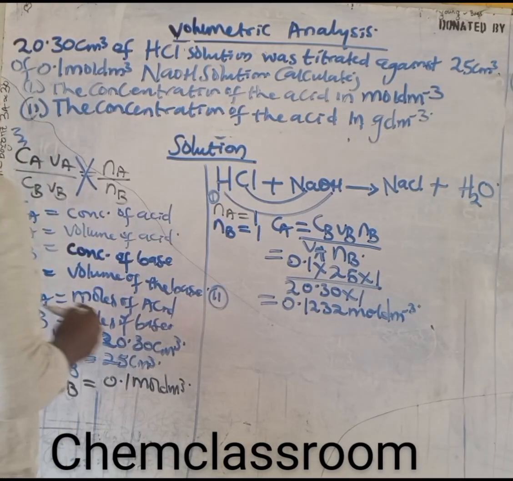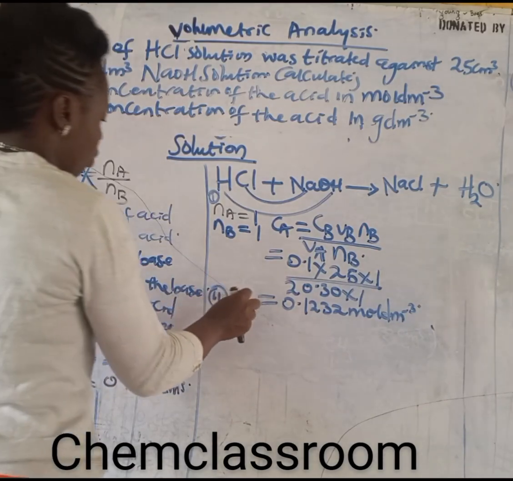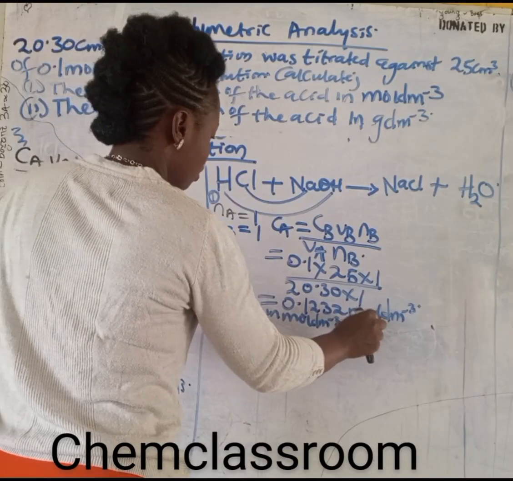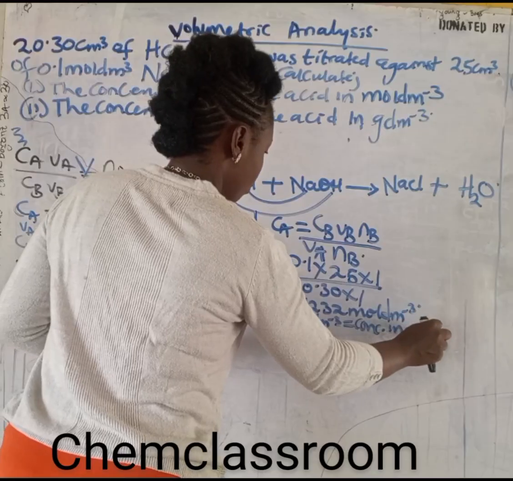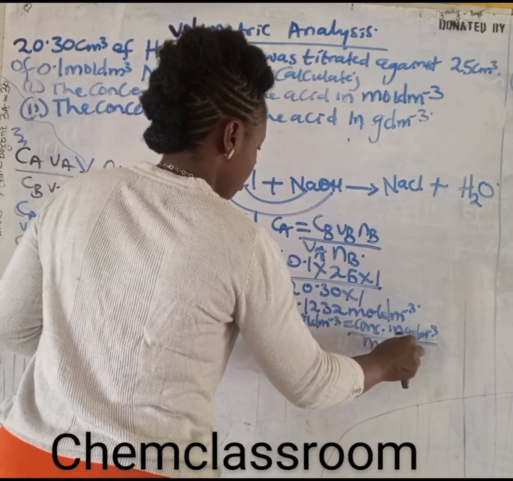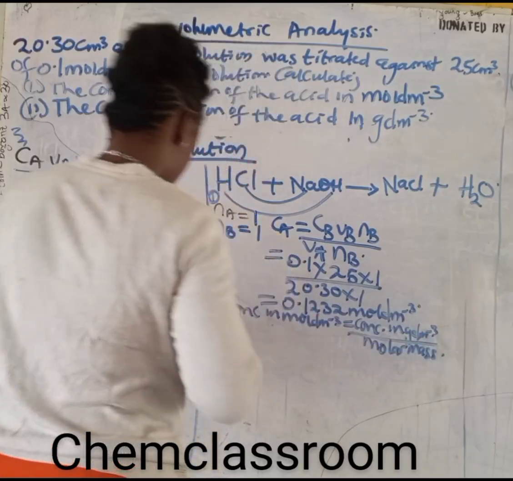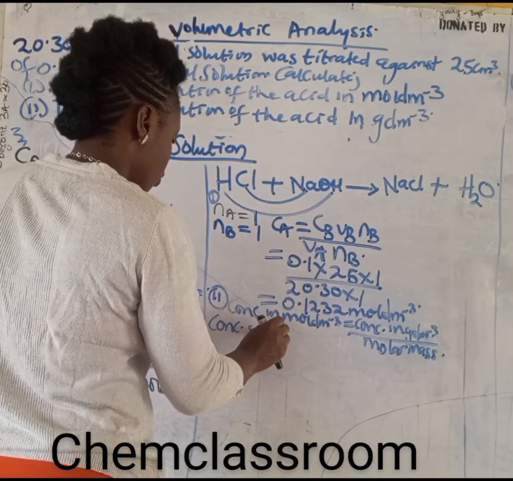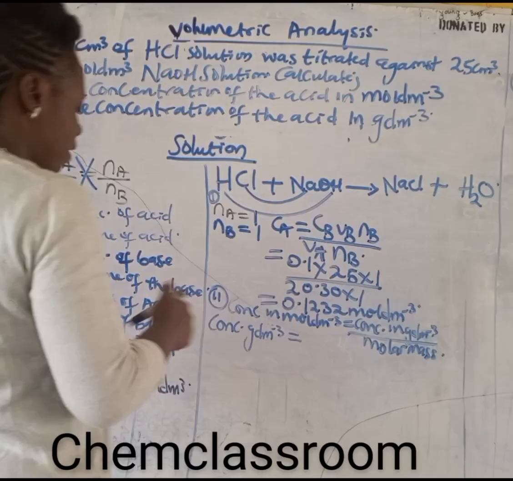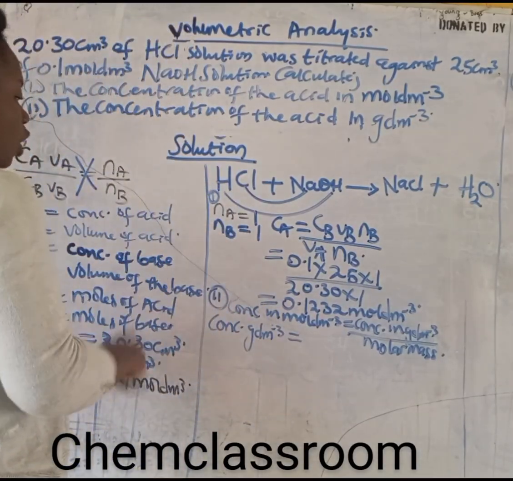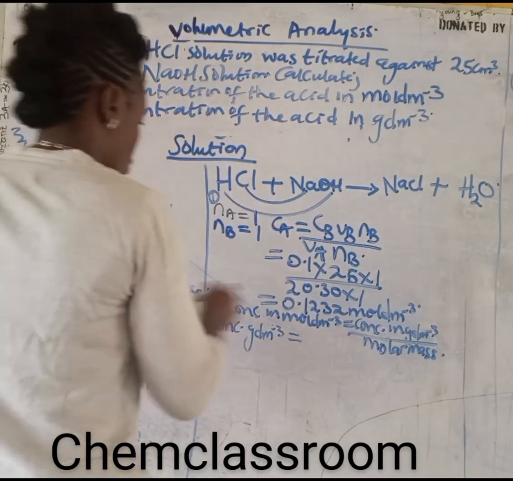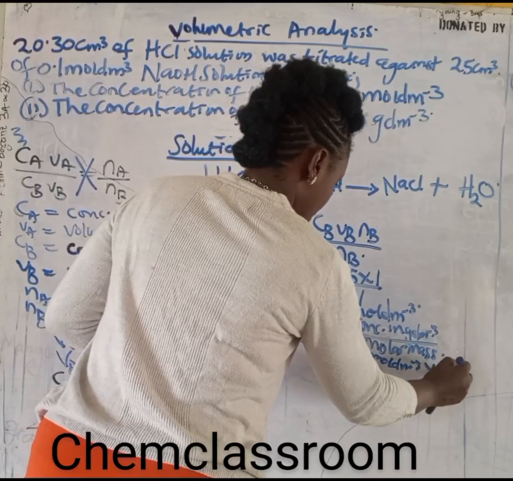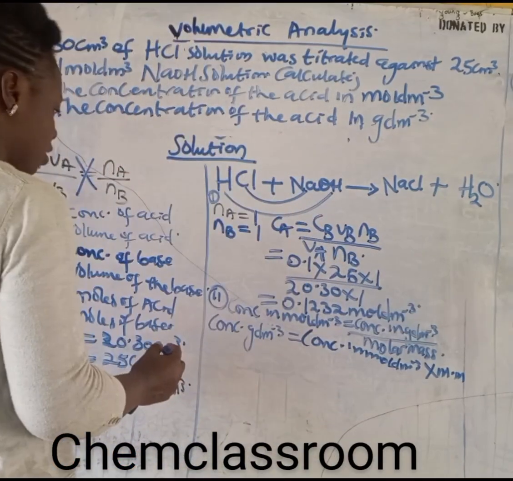The next one has another formula that we are expected to use, which says concentration in mole per dm cube equals concentration in grams per dm cube over molar mass. So I'm going to make concentration in grams per dm cube the subject of the formula, which will be concentration in mole per dm cube times molar mass. I'll just write MM to abbreviate.